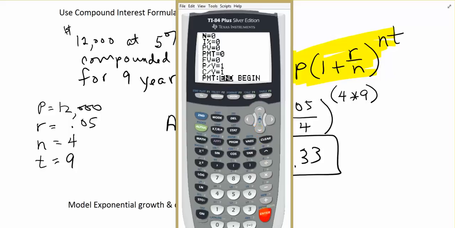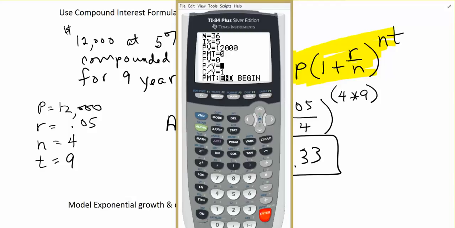So hit enter. Now, we've got an n, but it's not the n that we just used. It's total compounding. So we compounded 4 times a year for 9 years. How many total is that? 36. So let's put 36 for n. For percent, we don't have to use a decimal. We can just put 5. PV is present value, so let's put our 12,000 there. We don't need to worry about a payment. Future value, that's where we're going to solve.